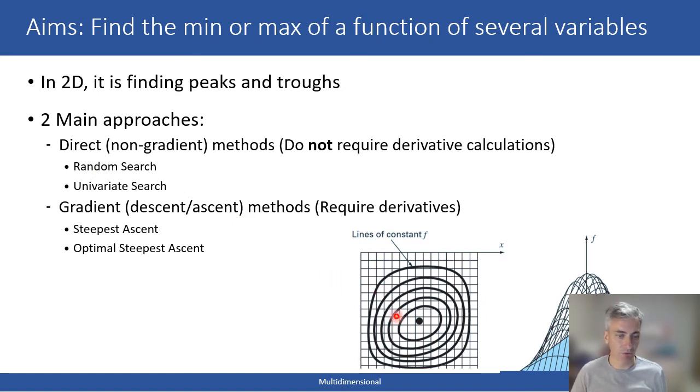In a random search, we'd just try lots of random values and calculate the value of the function at those random values, and then we'll be able to identify which random value has the highest function value, and therefore we can say that that's probably quite close to the peak. A univariate search is something that I'm going to describe in a few moments. Then in the cohort classes, we will concentrate also on the gradient and steepest descent methods.